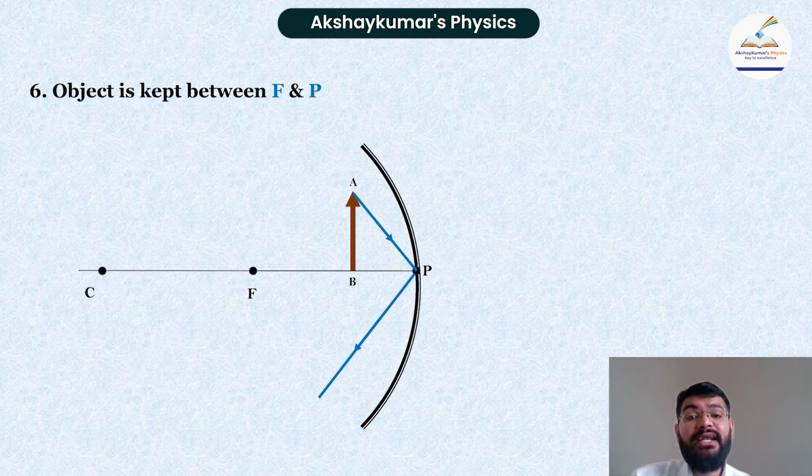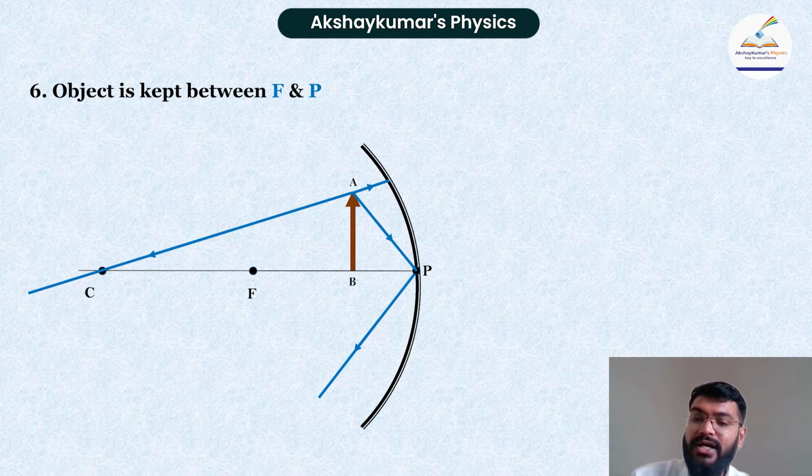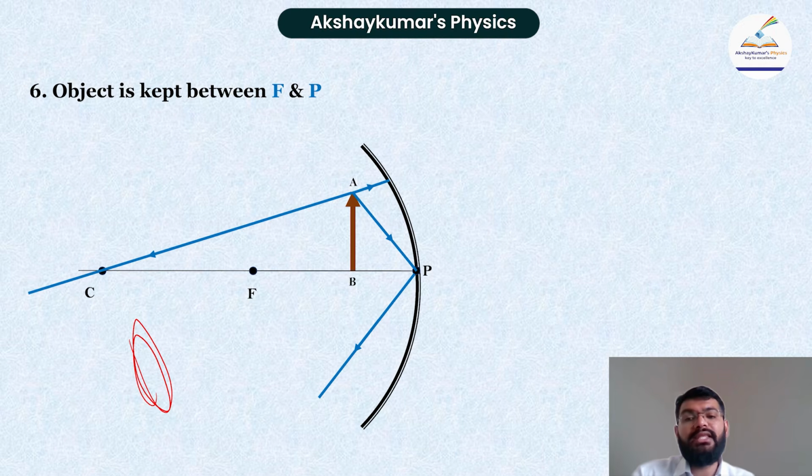And for the second ray, when the incident ray is directed along the center of curvature, it will bounce back along the same path. अभी दिक्कत क्या है? In this region, they are going away from each other. So they are not going to meet anywhere in this particular region. So the image will not form there.